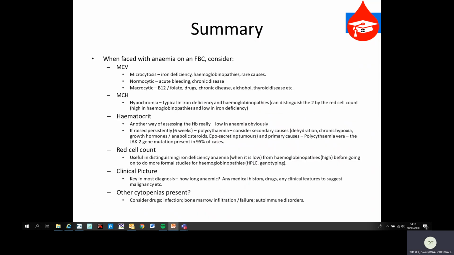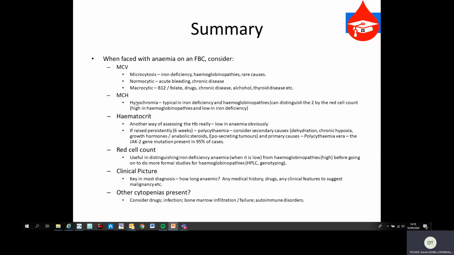Right, so we've come to the end. So when faced with anemia on a full blood count, you should consider, is the mean cell volume low, microcytic? Think about iron deficiency, hemoglobinopathies, and rare causes. Is it normal? Think about chronic disease, inflammation, sometimes acute bleeding. Or is it large? Are the cells large? Think about B12 and folate, some drugs, chronic diseases, alcohol, thyroid, and that will help you to direct your clinical assessment.